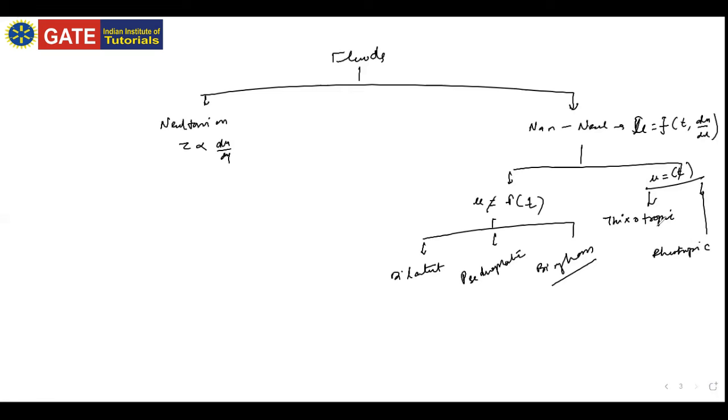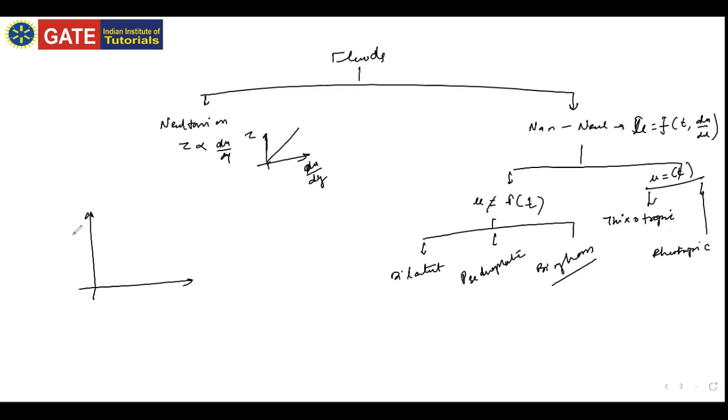Now, if you talk about the Newtonian fluid, the graph was very simple. Let's say this was your tau and this was your du by dy, the velocity gradient. It showed a straight-line relationship like this. Now, in the case of the other fluids, you can draw the graphs in general.